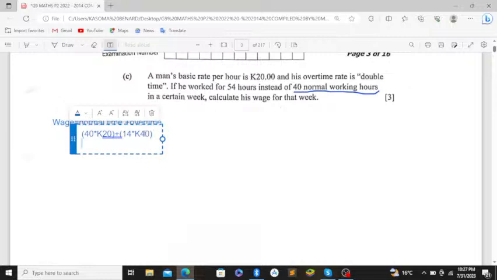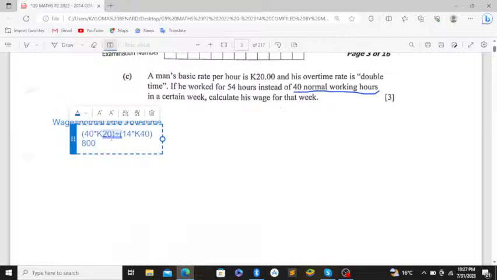Once we have written this expression, we're going to do the actual multiplication of these numbers in brackets. Then their products will be added together to get a sum. So we multiply first before we add. 40 by 20 will give us 800. That's correct, it's going to give us 800.